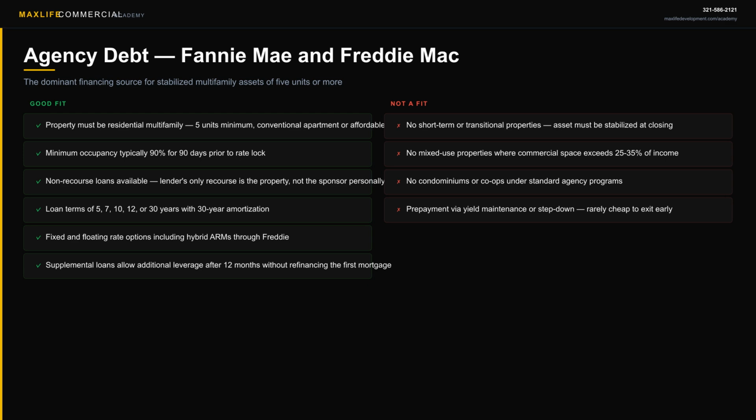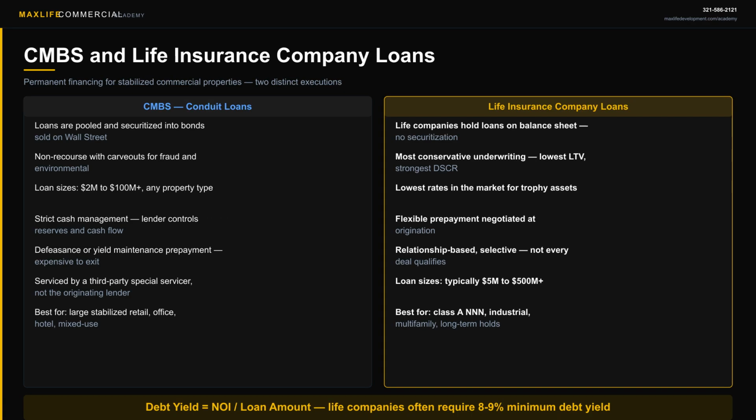The rate savings versus a bank loan over a 10-year term can be substantial, and the non-recourse feature changes your portfolio risk profile entirely. When you've got a stabilized commercial property and you want long-term permanent financing, 2 executions dominate the conversation: CMBS, conduit loans, and life insurance company loans. They get you to a similar place, but they get there very differently.